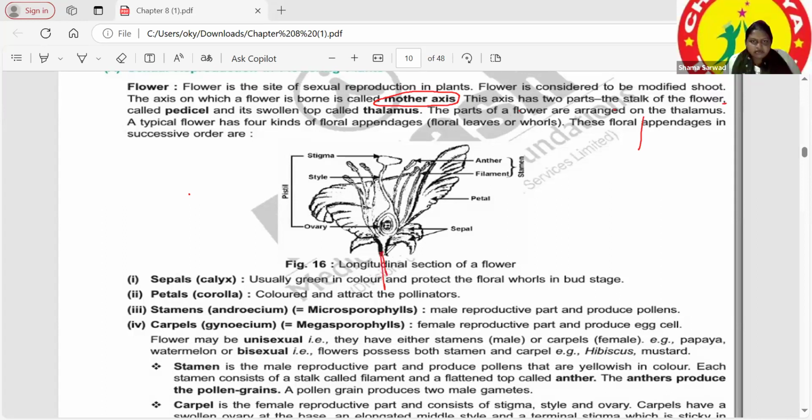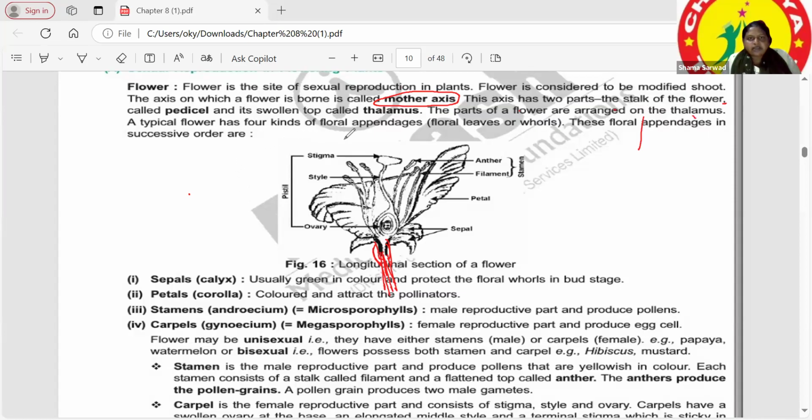This downside one, the green-colored stem, is the stalk. And its swollen top is the thalamus. The green-colored swollen part is called the thalamus. The parts of the flower are arranged on the thalamus.